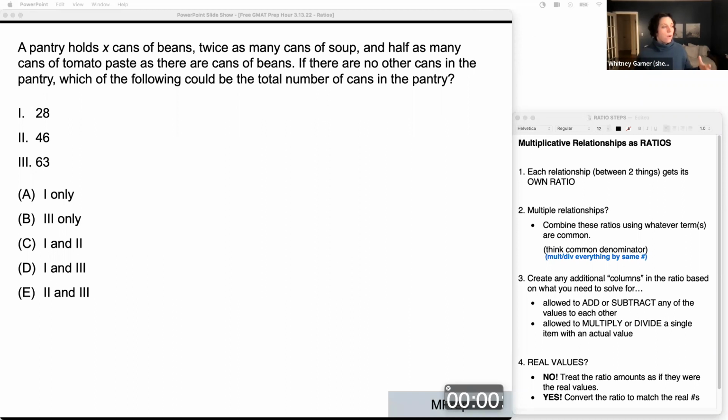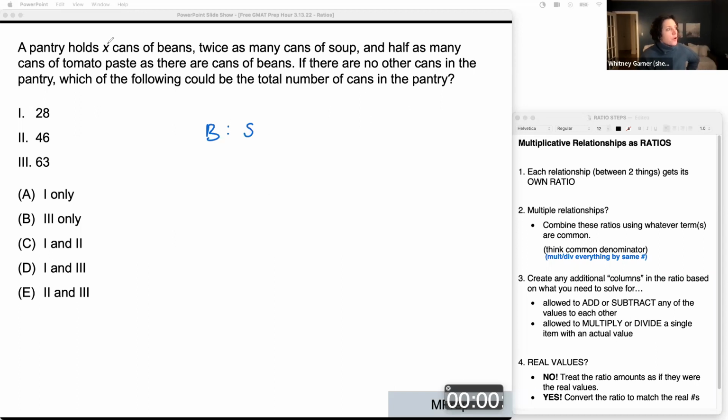So if I were to see this problem, I'm like, okay, X, oh my gosh, I got a variable X. I don't want to deal with a variable X yet. Everything is still twice as many as this, half as many as that, and so on. This feels like a ratio to me. And so I'm going to treat it like a ratio, at least at first. And instead of X, I'm just going to pick an arbitrary amount, like number of beans. So I have some number of beans and twice as many cans of soup. So let me start with beans versus soup.